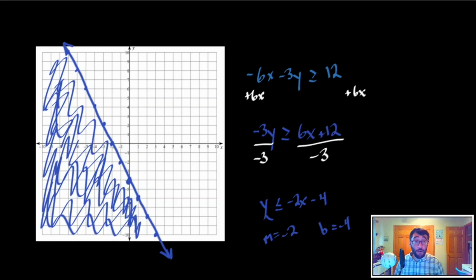And that's graphing linear inequalities, okay? It's really not that much different than graphing linear equations. So if you know how to graph linear equations, this should be just an extra step or two, okay?